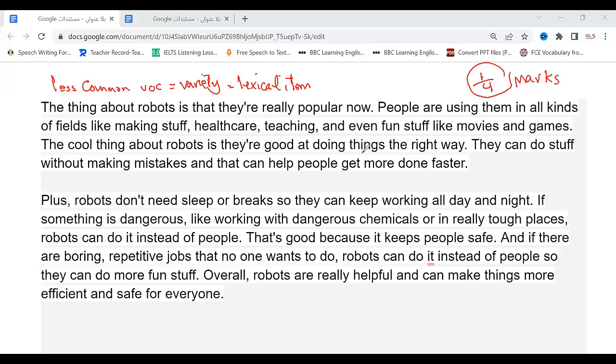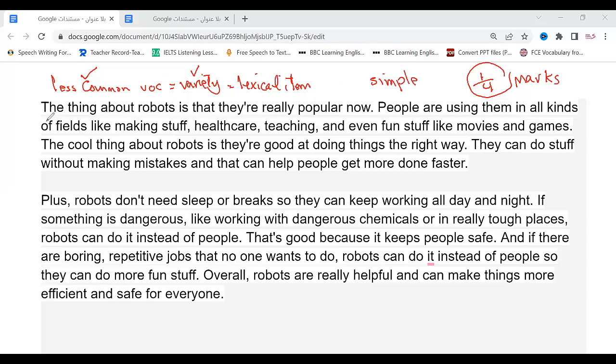The 2 paragraphs discuss the advantages or the benefits of robotics, or using robots in every single field or area of life. Let's read the one on the screen and decide if the candidate here used less common vocabulary. Does this article include a variety of advanced or developed vocabulary, or is it still simple in usage?